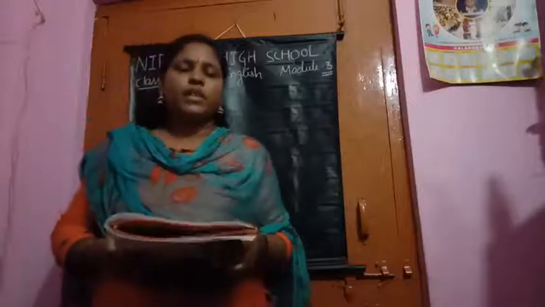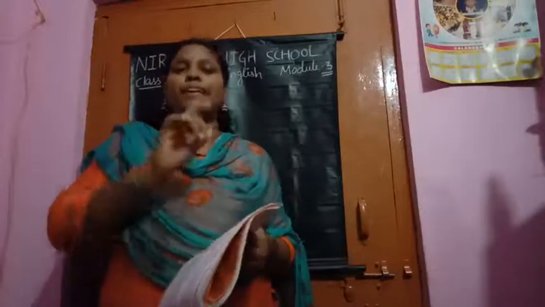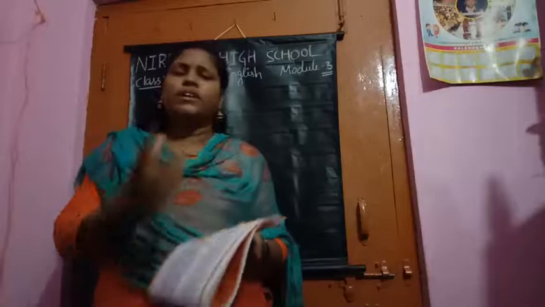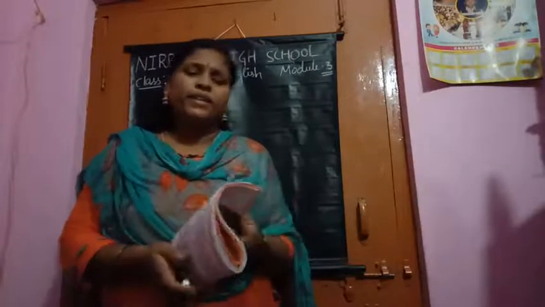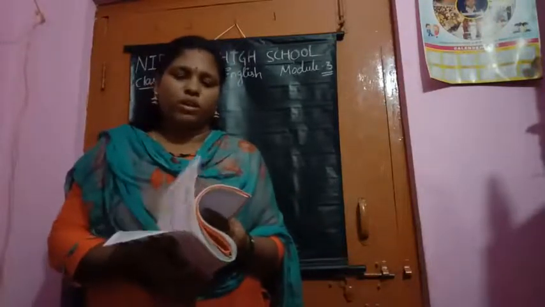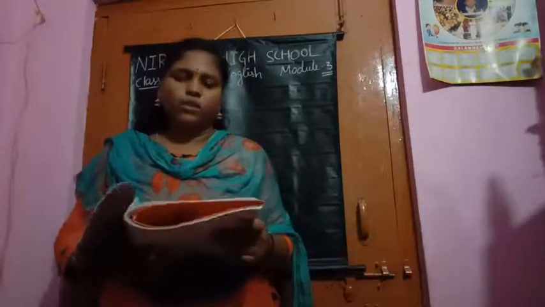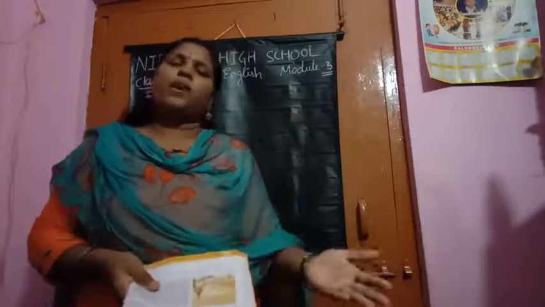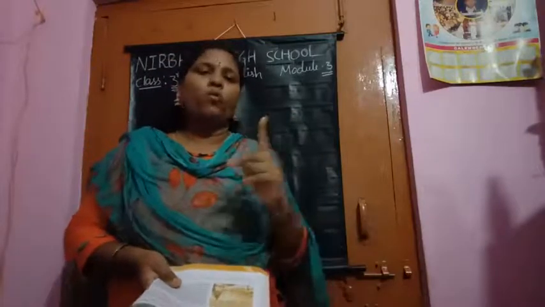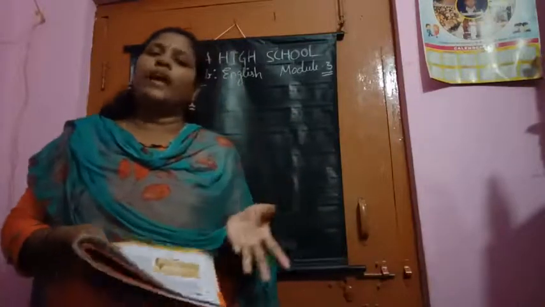Hi children, in the lessons we have learned, we have completed our grammar part and vocabulary part. In the grammar part, what have we completed? Tell me, children. Yes, we have completed singular and plural nouns. What are singular and plural nouns? Singular means what, children? One. Plural means what? More than one.